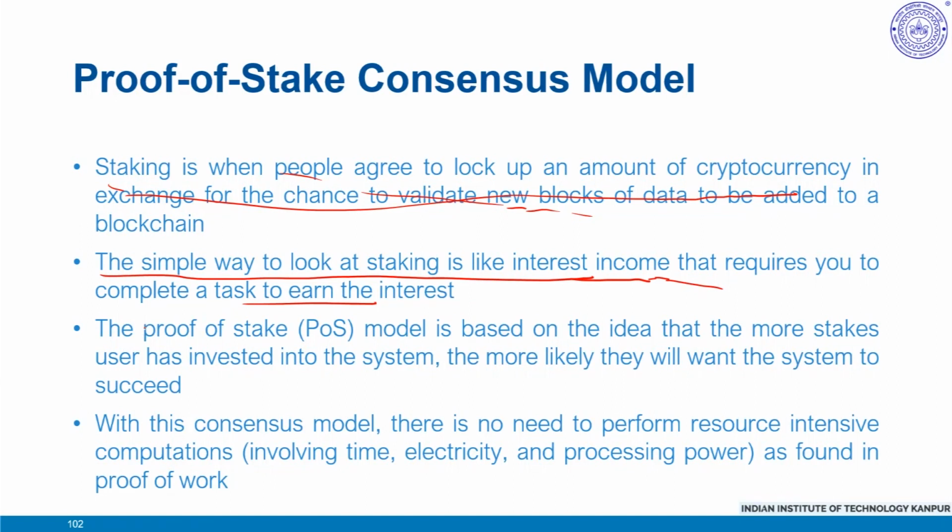Thus, this proof of stake model is based on the idea that the more stake a user has invested into the system, the more likely they will want the system to succeed, and the less likely they will want to subvert it. So the stake is often an amount of cryptocurrency that the blockchain network user has invested into the system, maybe through various means such as locking it via a special transaction type, sending it to a special address, or holding it within special value software.